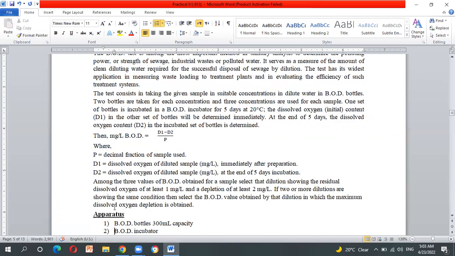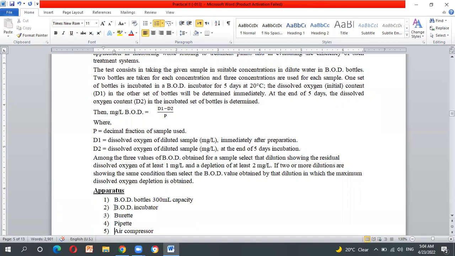Among the 3 values of BOD obtained for a sample, select the dilution showing a residual dissolved oxygen of at least 1 milligram per liter and a depletion of at least 2 milligram per liter. If 2 or more dilutions show the same condition, select the BOD value obtained by the dilution in which maximum dissolved oxygen depletion is obtained.